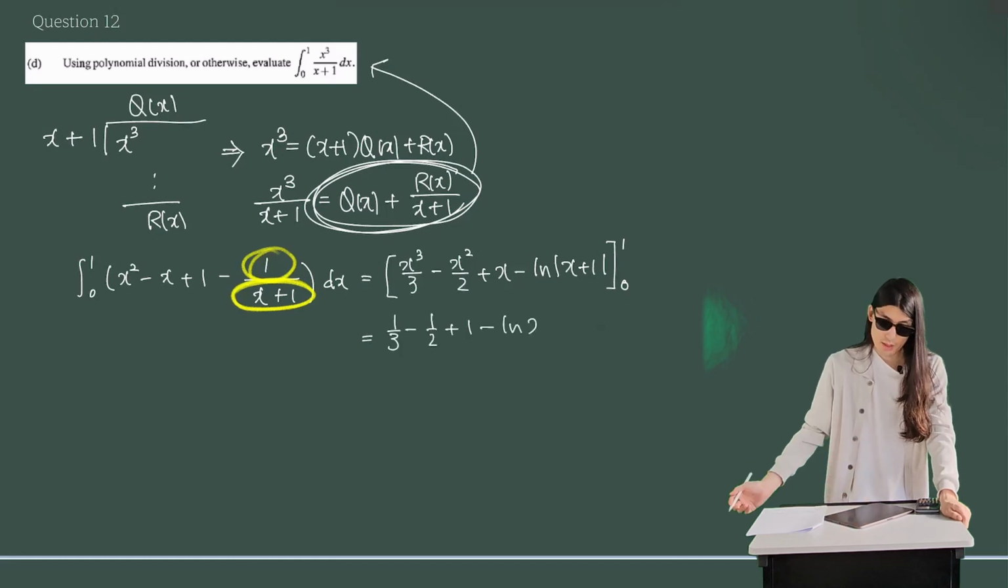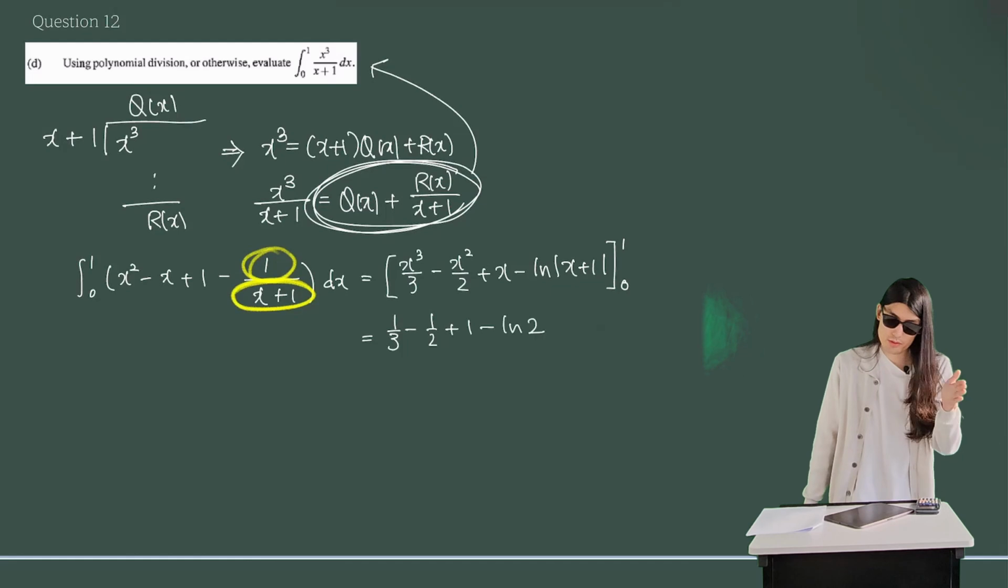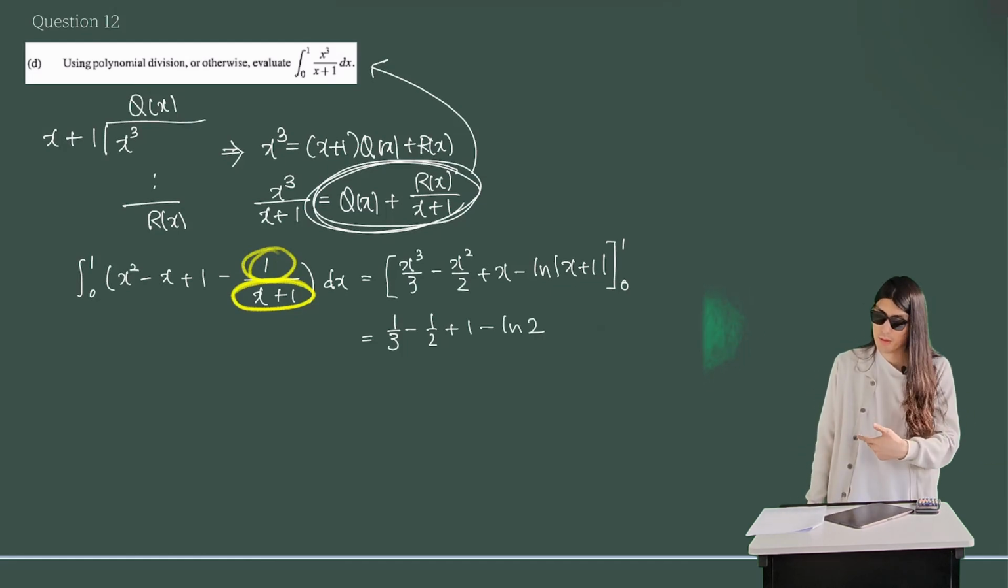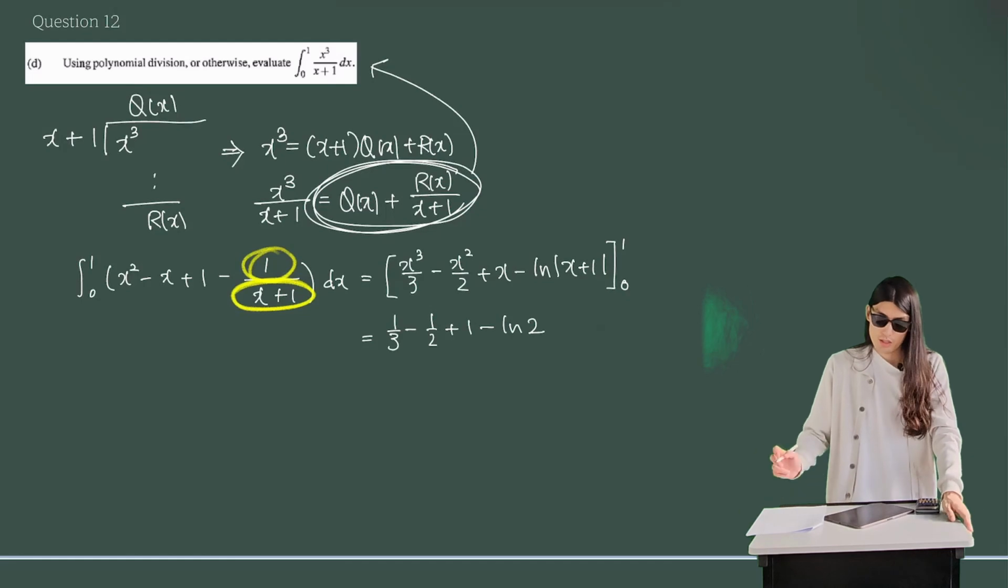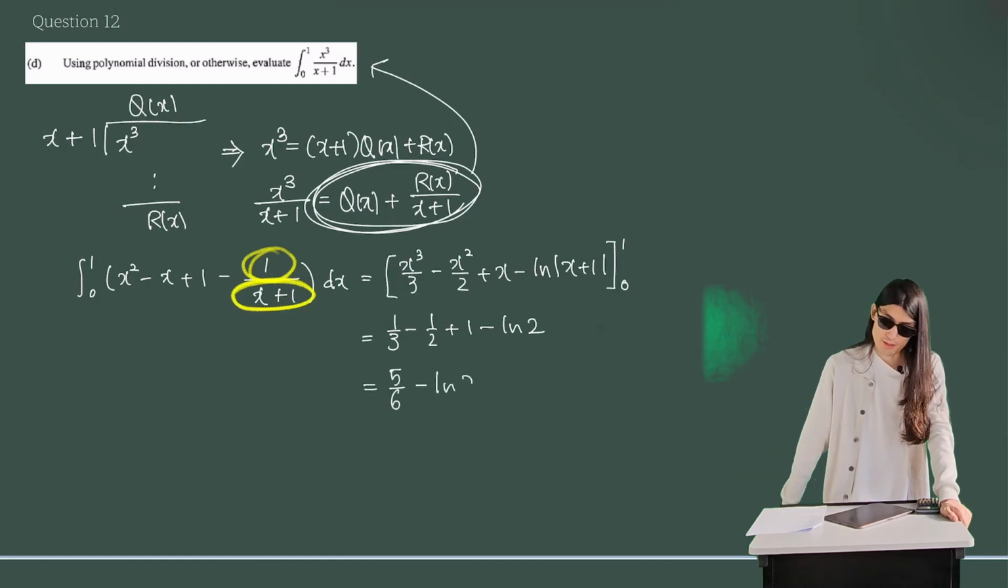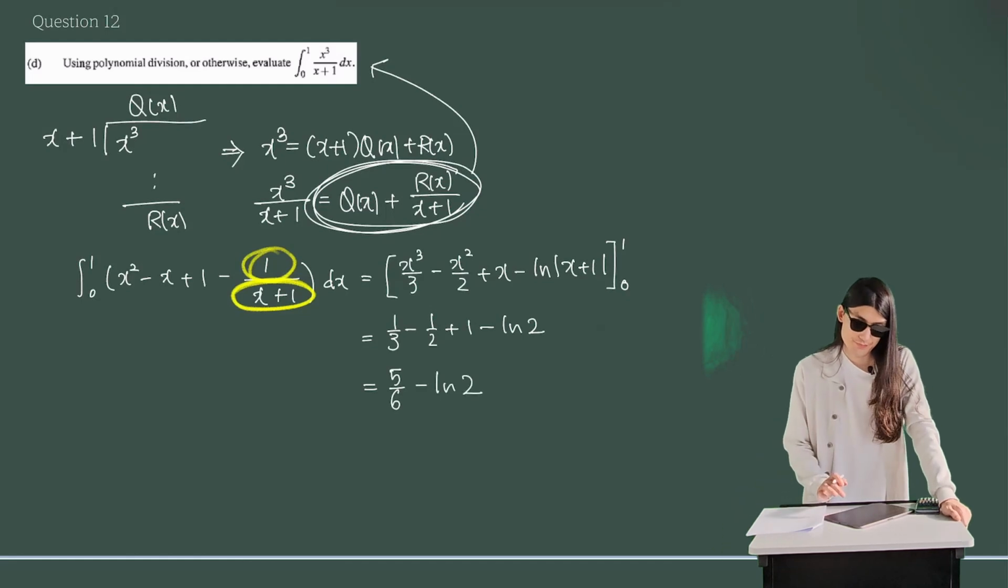And then the under, you get 0, 0, 0, and you also get, as your last term, ln 1, but ln 1 is also 0, so everything's 0 for the under. You don't have to put anything then. Just simplify this. You get 5 over 6 minus ln 2 as your answer.